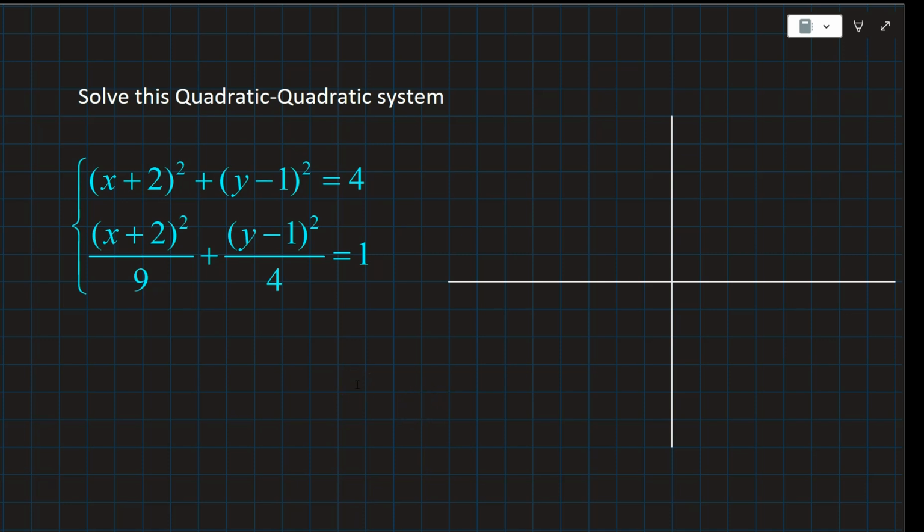Hello to you again. All right, let's continue with solving systems of equations. And this one is a quadratic system. So we have this system given by this relation that you can see, number one, and the second one is (x + 2)² over 9 plus (y − 1)² over 4 equal to 1. The first equation represents a circle, okay?